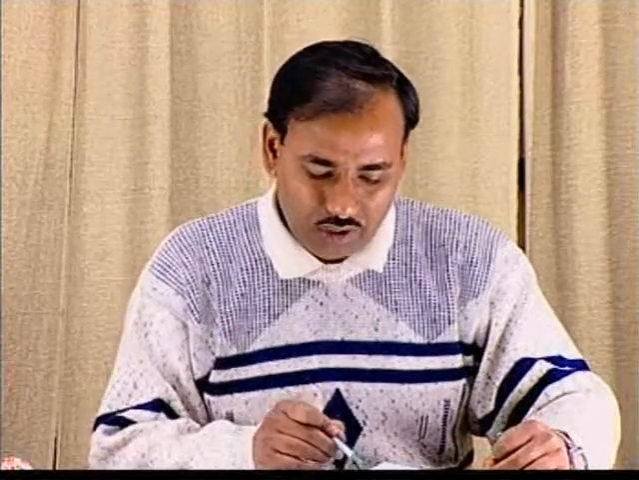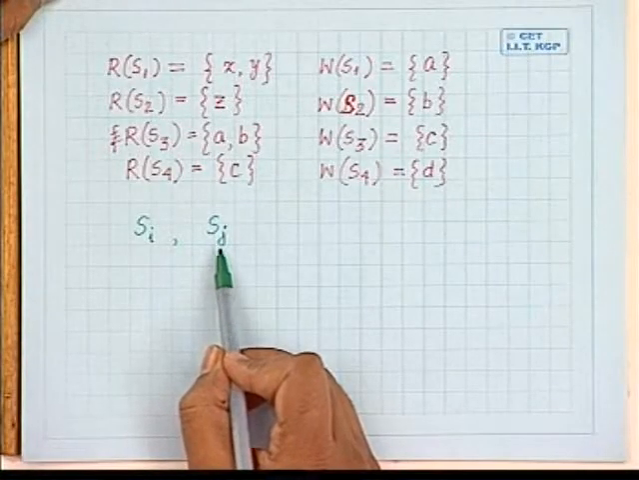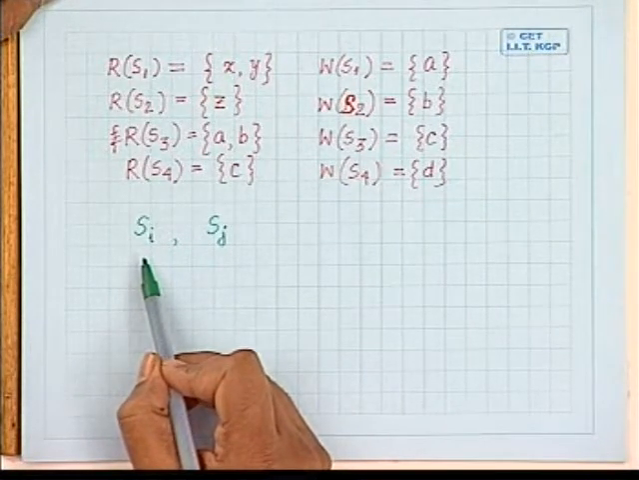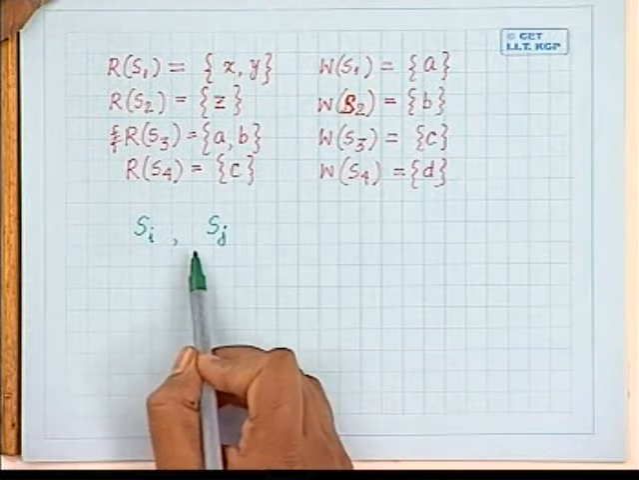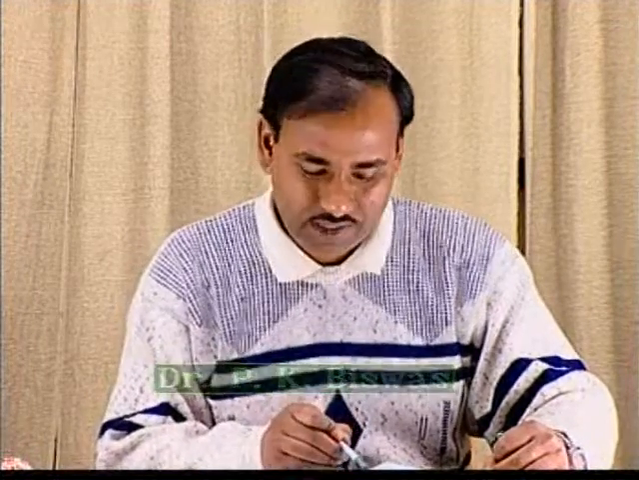Okay, so if the write set of Sj does not intersect with the write set of Si or the read set of Si, similarly, if the write set of Si does not intersect with the read set and write set of Sj, then Si and Sj can be executed concurrently.